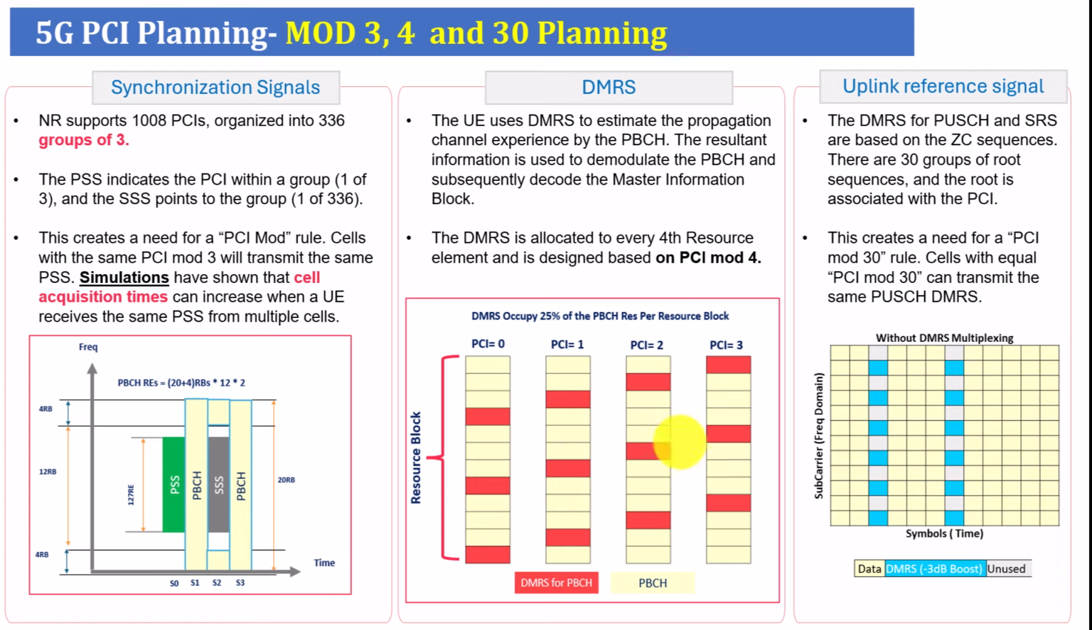In general, the DMRS of the broadcast is used to estimate the channel propagation by the broadcast, and this information is also very important. As mentioned, the DMRS is usually allocated on every fourth resource element, so it's good to have it in this kind of design since it's allocated every fourth. So it's using PCI mode 4. As you can see here, for example, PCI 0 here, PCI 1 here, and so on.